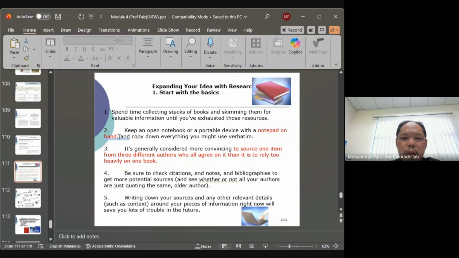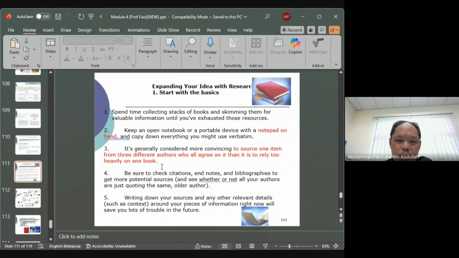Keep an open notebook or portable device with a notepad on hand and copy down everything that might be useful. As I say, do not miss anything. Because sometimes something you jot down, maybe later on you might need it, especially when you want to write the discussion. You want to find answers to the graph that you got, why is it dropping or increasing. Maybe some of the notes you jotted down before, from previous statements by other researchers or professors, can help you answer that part of the graph.